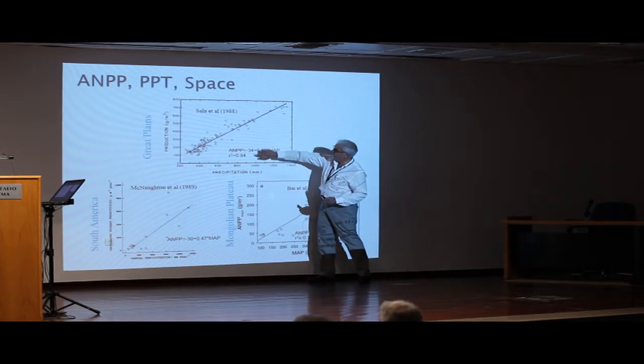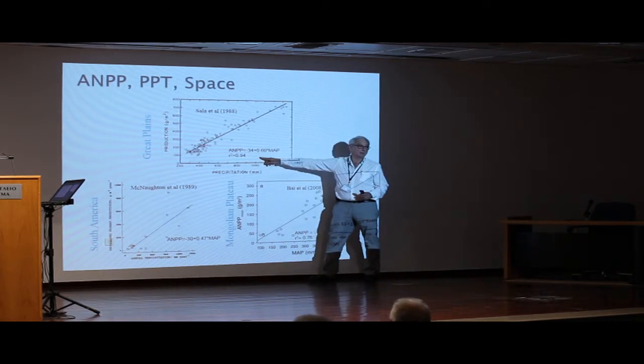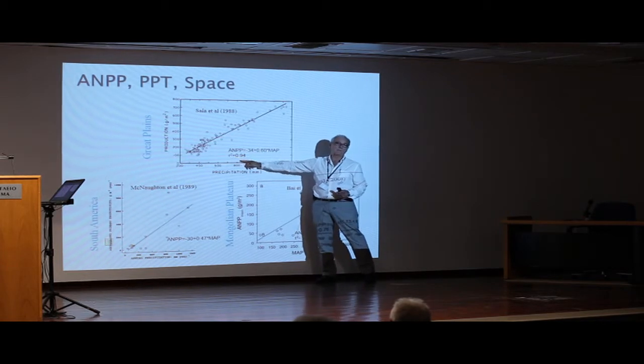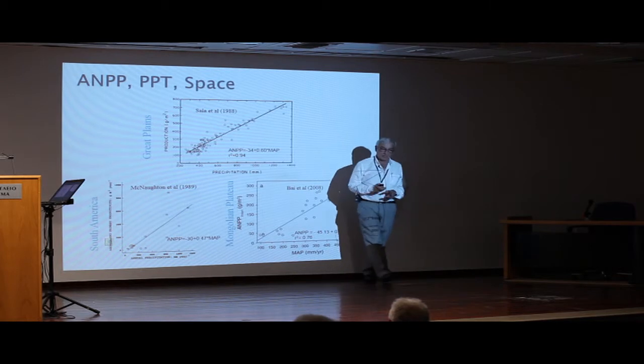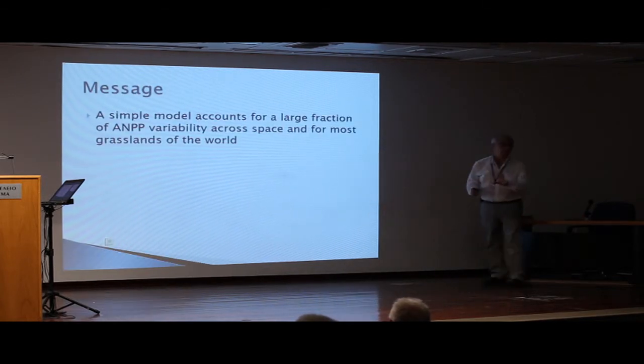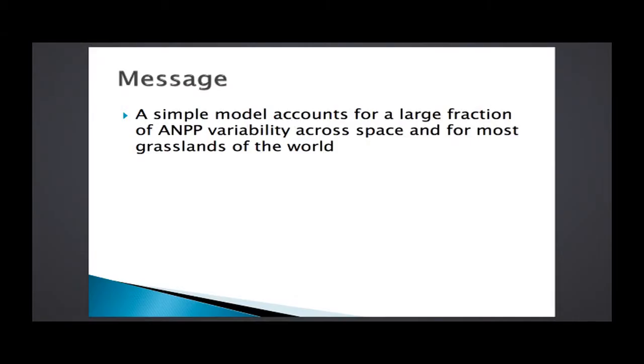I want to highlight here that we are explaining, with mean annual precipitation, around 94% of the variability in production. So the basic message at this point was that a very, very simple model accounts for a large fraction of the variability of aboveground net primary production across space for most grasslands of the world.